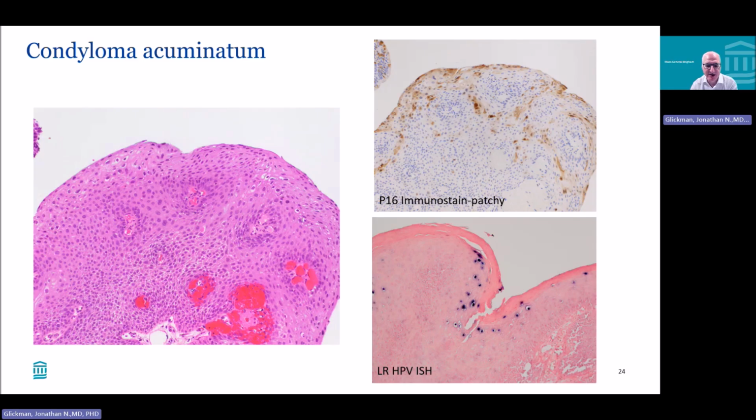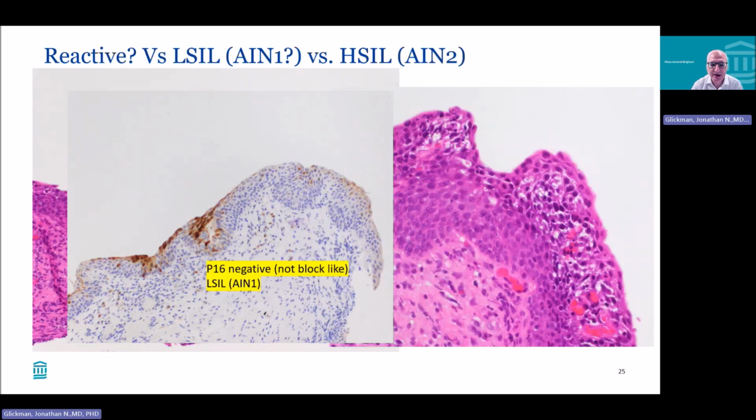Here's an example of a condyloma. We see the coilocytosis at the surface here, and this shows a very patchy, weak P16. In this particular example, in situ hybridization for low-risk HPV was done, and we see some positive signal here corresponding to the coilocytes.